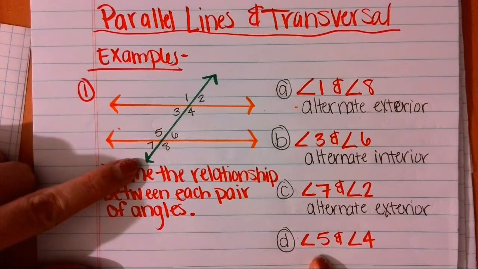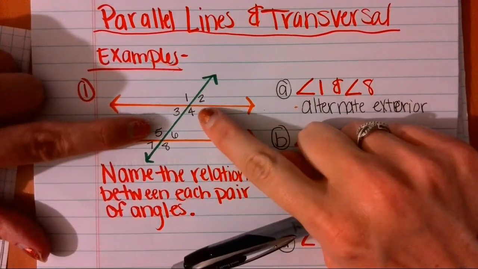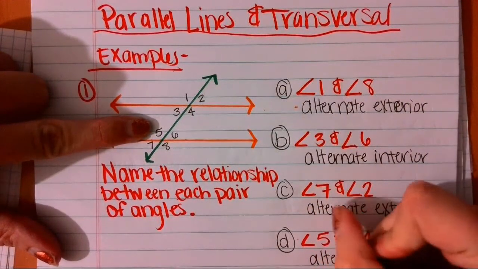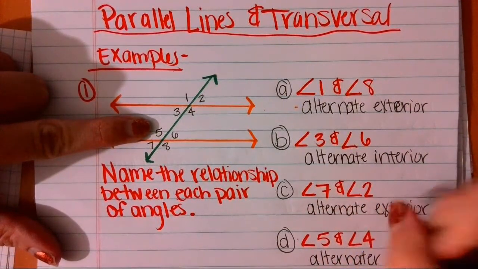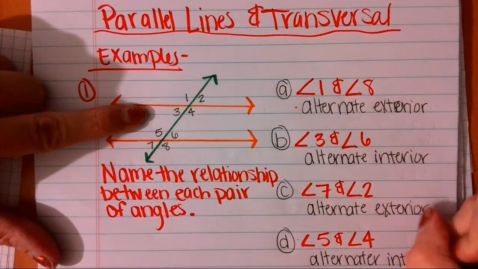And then we have angle 5 and angle 4. So here's angle 5, here's 4. They're on opposite sides again, so I know they're alternate. And they're in between the parallel lines, so they must be interior.